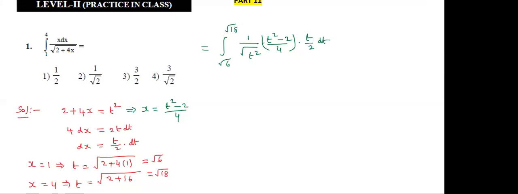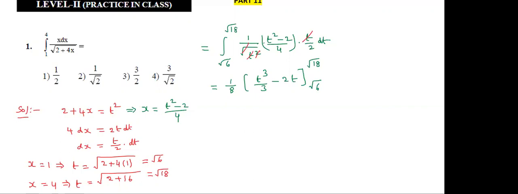Here see the calculation. The square root cancels and t also cancels finally. Now in the denominator part, 2 4s are 8, take it outside. Now apply the integration. Integration of t square means t cube by 3 minus 2t, limits root 6 to root 18.